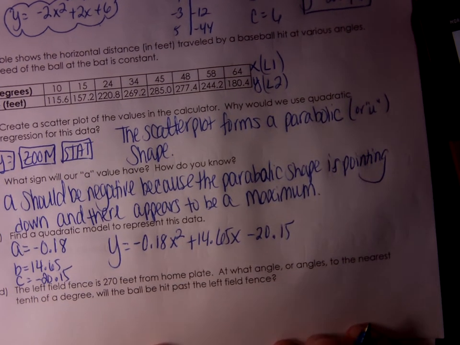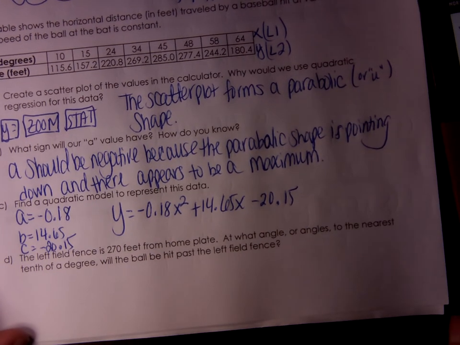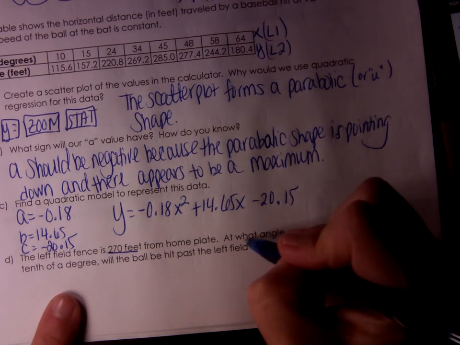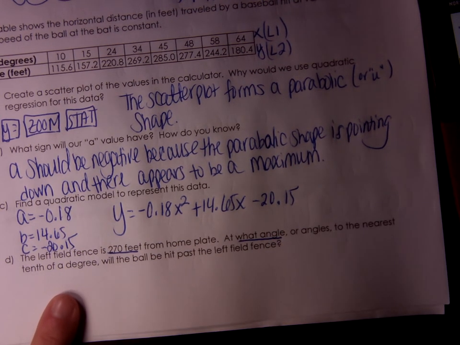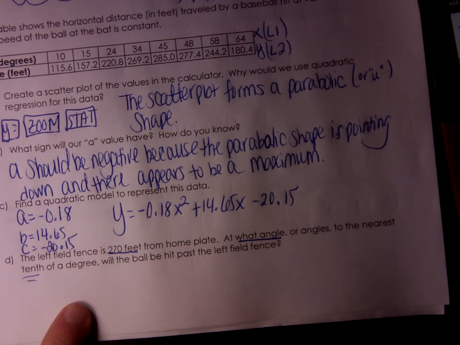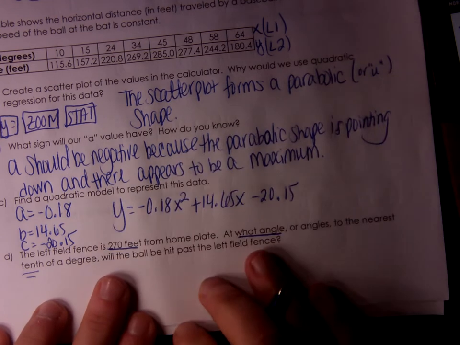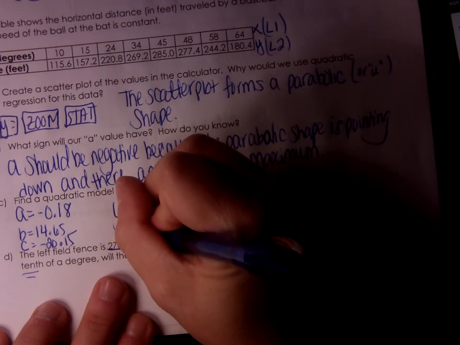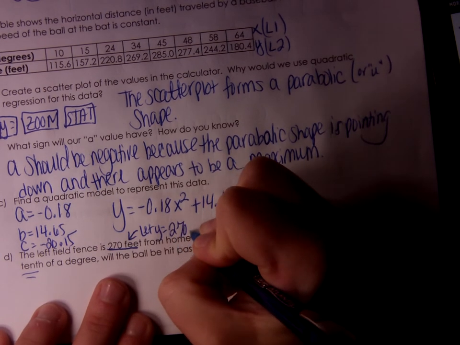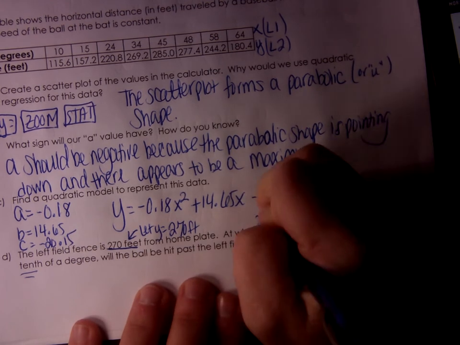And what we want to do for letter D is it says the left field fence is 270 feet from home plate. At what angle or angles to the nearest 1/10 of a degree will the ball be hit past the left field fence? So this is our distance in feet. So this is what we want to let y equal. So we want to let y equal 270 feet, and we want to figure out what angle, and the angles in this case were all of our x's. So we want to solve for x.